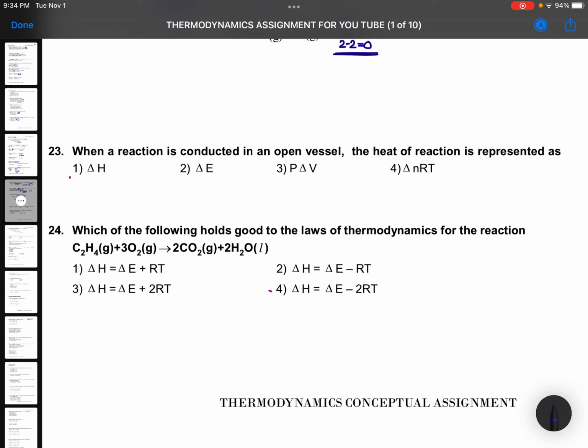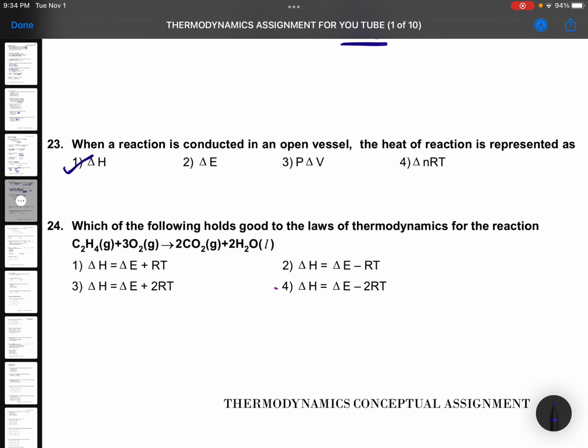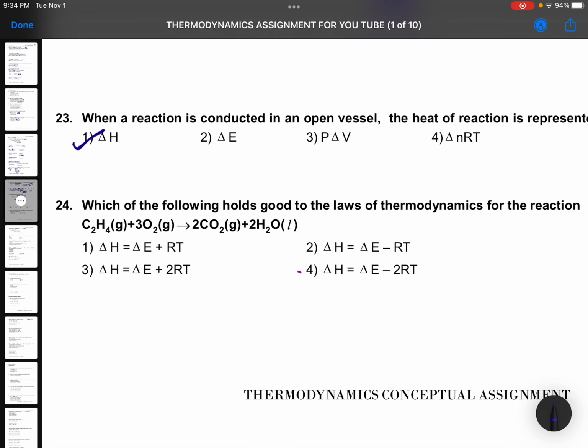When a reaction is conducted in an open vessel, the heat of reaction is represented as, open vessel means the volume is not constant, so the pressure is constant. When you take pressure constant, that is delta H. That's why for all reactions we take delta H only, because they are not at constant volume, they are at constant pressure. Atmospheric pressure is constant, so delta H.